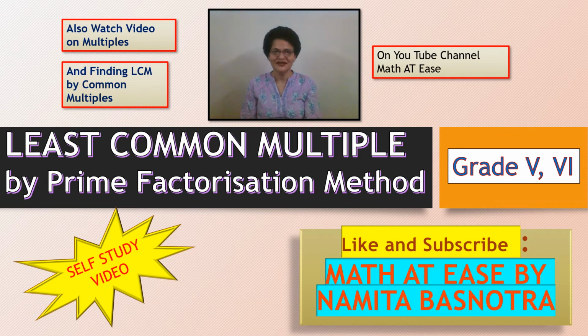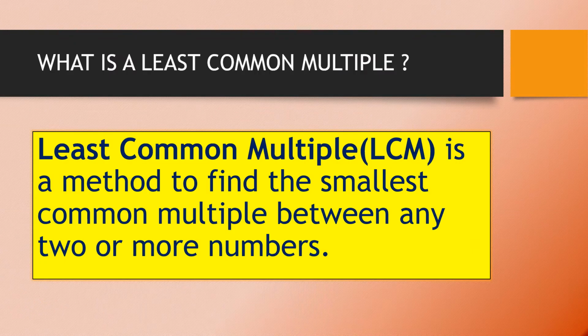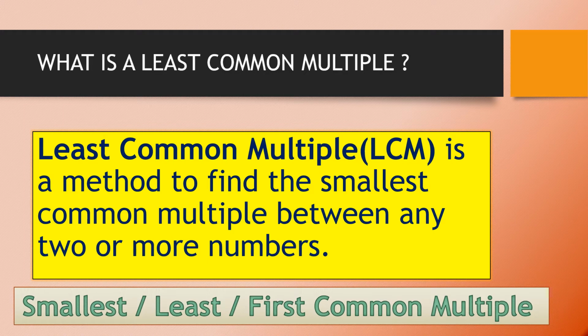So shall we begin? First, we understand what a least common multiple is. What do we mean by it? Least common multiple is a method to find the smallest common multiple between any two numbers. And children, I can also change the word smallest and instead say the first common multiple, right? So the smallest, the least, and the first are all one and the same thing.